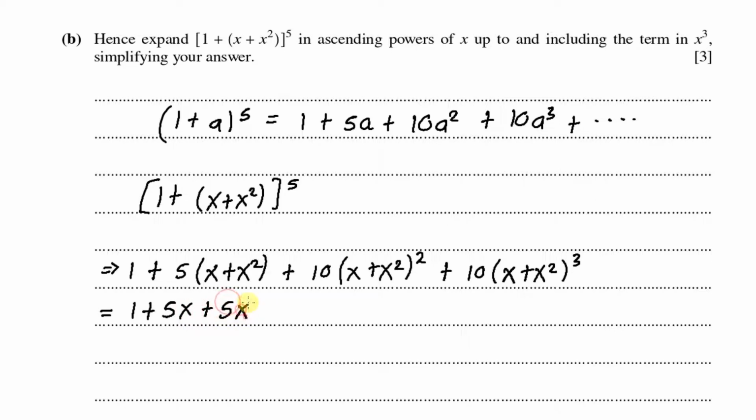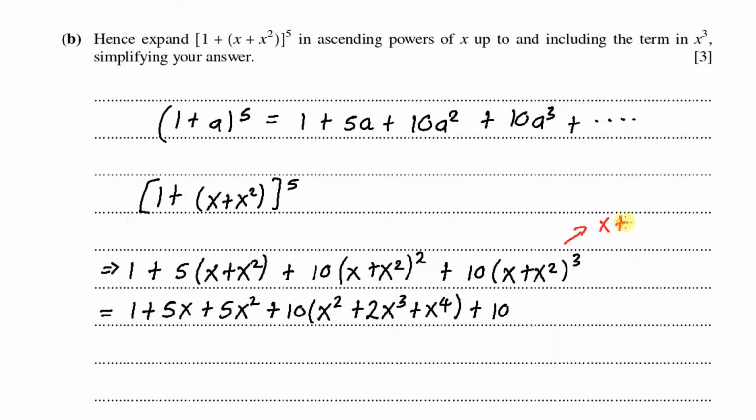that's 5x squared. Then that's plus 10 of, and then we expand x plus x squared squared. So that's x squared plus 2 times the product of these two, so that will give us 2x cubed. And then that's plus x to the power of 4. Then that's plus 10 of, and then here we want to expand x plus x squared cubed, which I can say is the same as x.